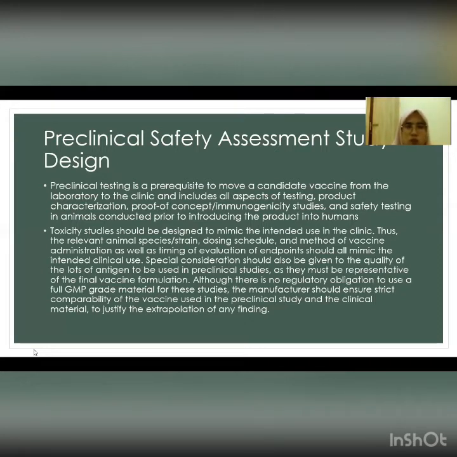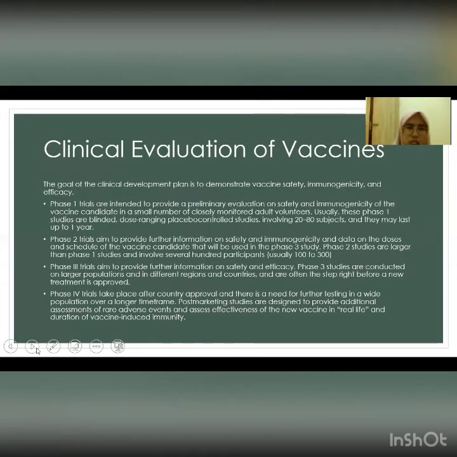protocols for subsequent clinical studies in human subjects, and also identify initial safe dose and subsequent dose escalation schemes in humans. And the next step after the preclinical safety is clinical evaluation of vaccine. The goal of the clinical development plan is to demonstrate vaccine safety, immunogenicity, and efficacy. There are 4 phases for clinical evaluation or clinical trials.